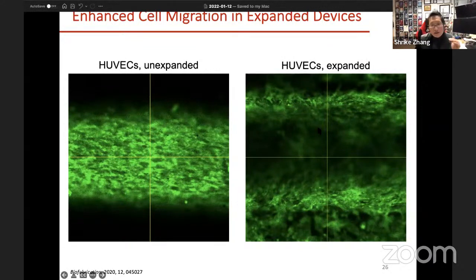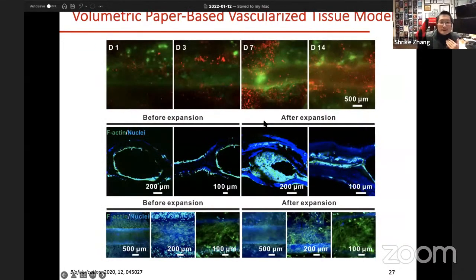because you have a very dense matrix of bacterial cellulose surrounding this endothelial cell channel. But now if you have the channel, but the device is being expanded into a much thicker device with all the microscale pores that are connected, the endothelial cells start to really sprout into the surrounding matrix and form this multi-scale vasculature, which is something that you cannot achieve with the initial version of the device without any expansion.